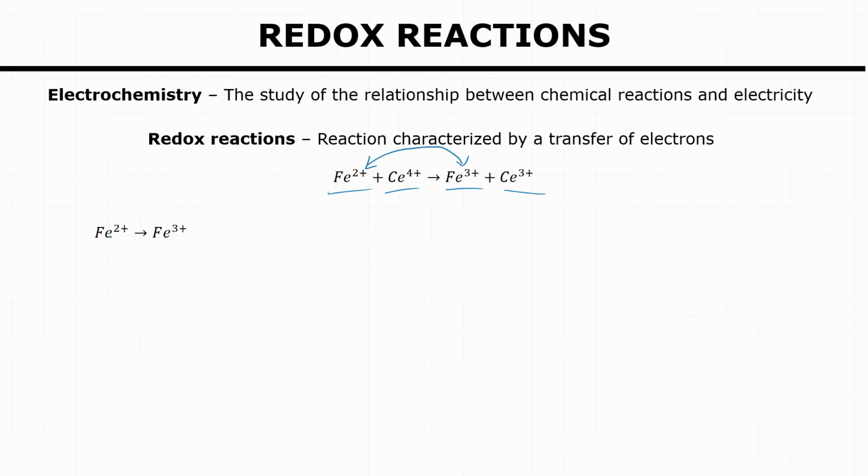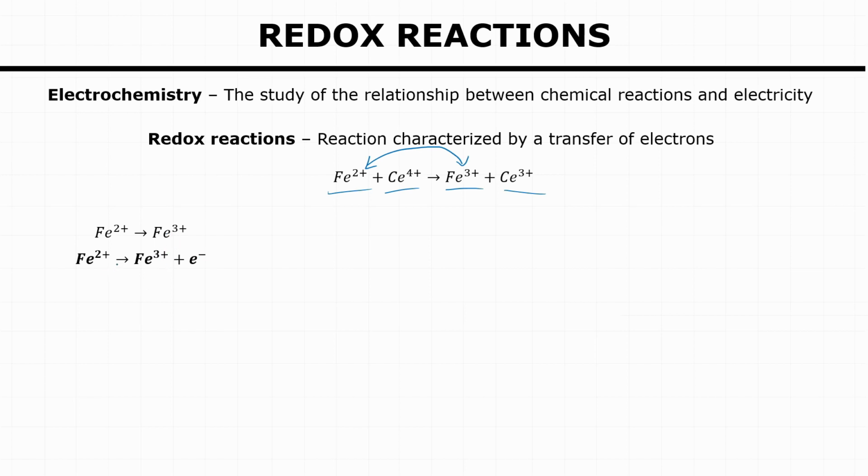And so if you look at this half reaction here, the charges aren't really balanced. The charge on the left hand side is 2 plus and the charge on the right hand side is 3 plus. So what's going on? Well, what's happening is that the iron 2 plus is giving off an electron to produce that iron 3 plus.